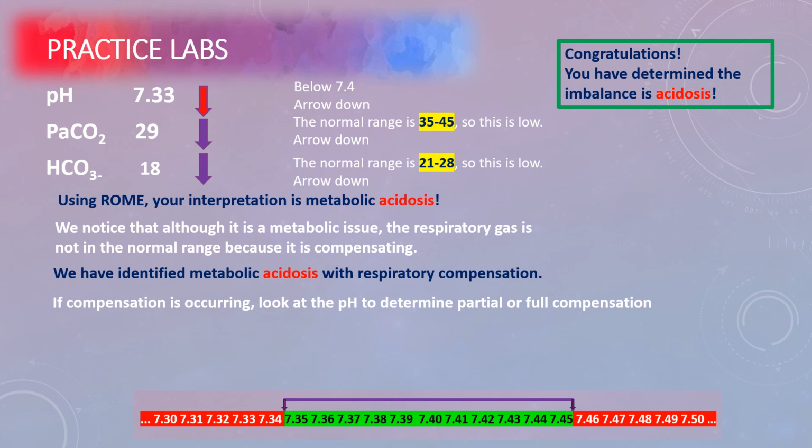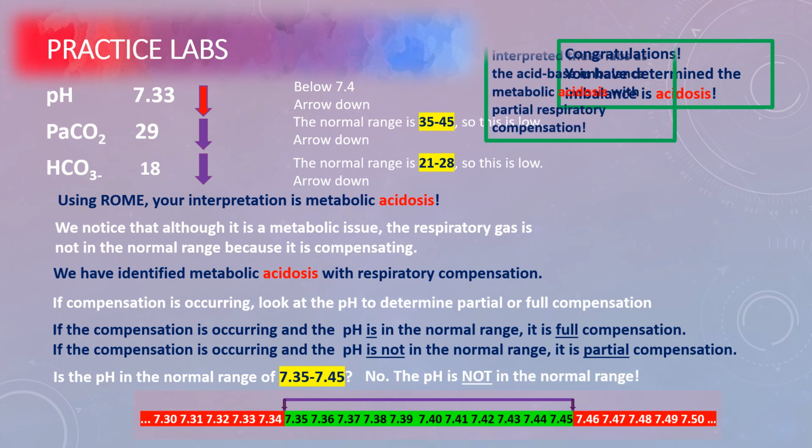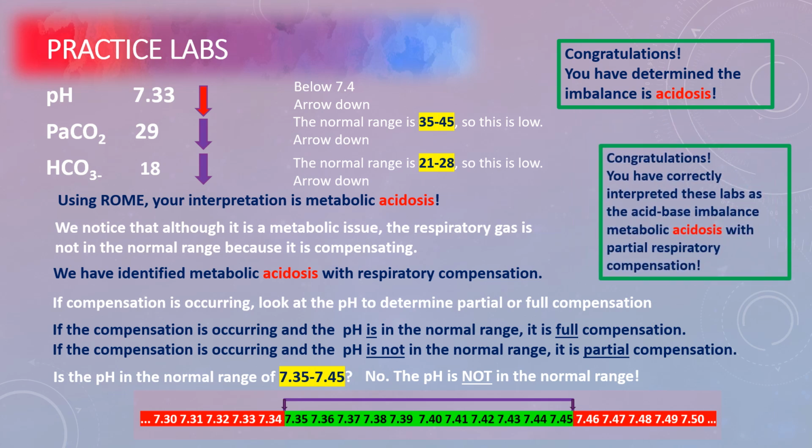If compensation is occurring, we look at the pH again to determine partial or full compensation. If the compensation is occurring and the pH is fully in the normal range, it is fully compensated. If compensation is occurring and the pH is not in the normal range, if it's past the line, it's partial compensation. Is the pH in the normal range of 7.35 to 7.45? No, the pH is not in the normal range. So congratulations, you have correctly interpreted these labs as the acid-base imbalance, metabolic acidosis with partial respiratory compensation.